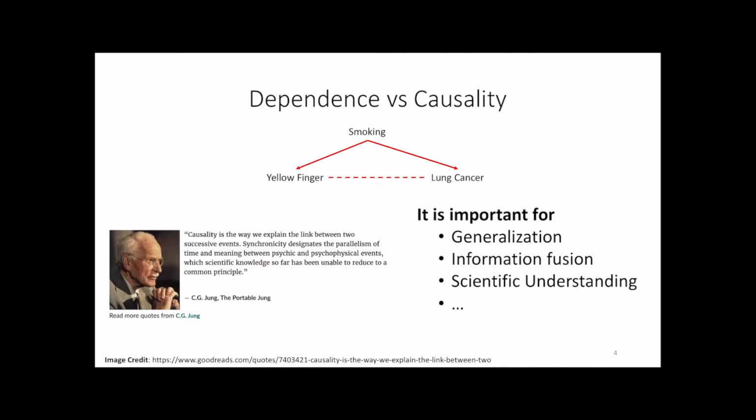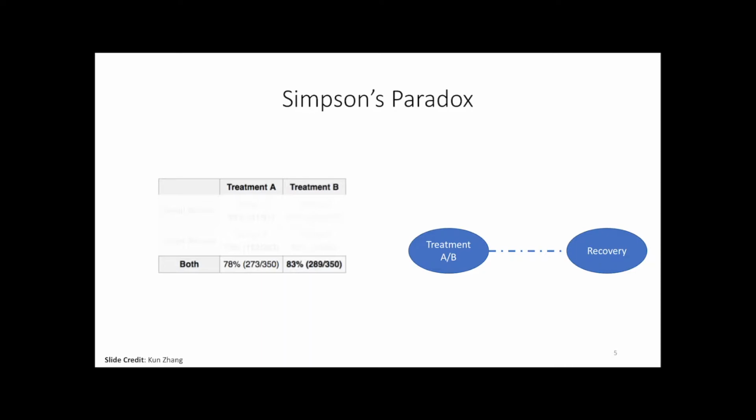Causality in terms of scientific study is important for generalizing our findings and fusing information from multiple modalities or multiple types of data. And it's the underlying principle of scientific understanding, as Carl Jung put it in this quotation. It's not just about not mixing correlation and causation. Causal thinking also requires rigorous modeling of the relationship between variables.